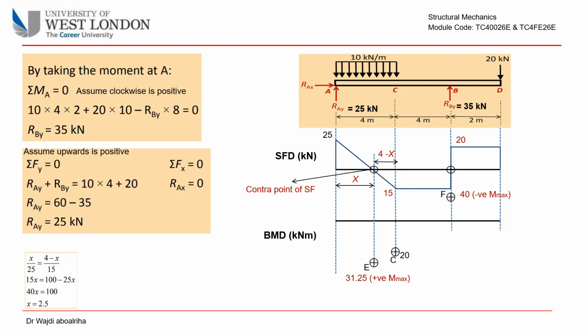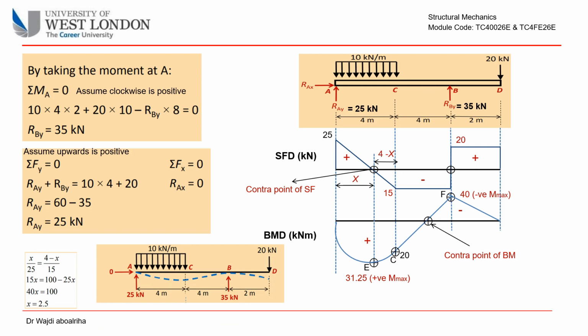Start from point A. Draw a parabola curve from point A to C, which represents the UDL. Draw an inclined line from D to F, and again an inclined line from point F to C. It's shown that we have a contra point on the bending moment diagram, and the deformed shape of the beam is as shown here.